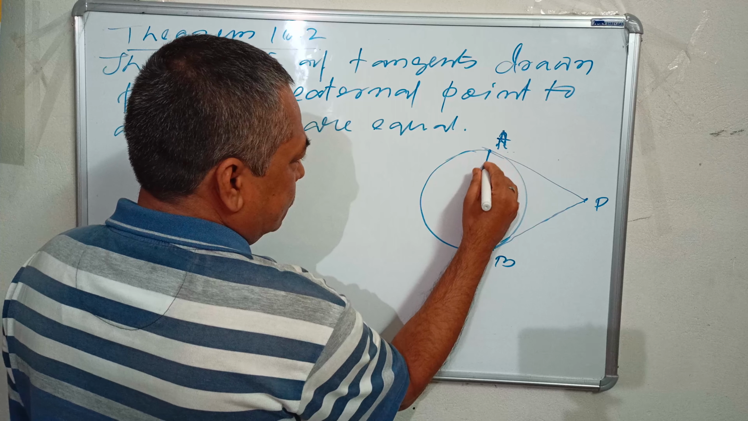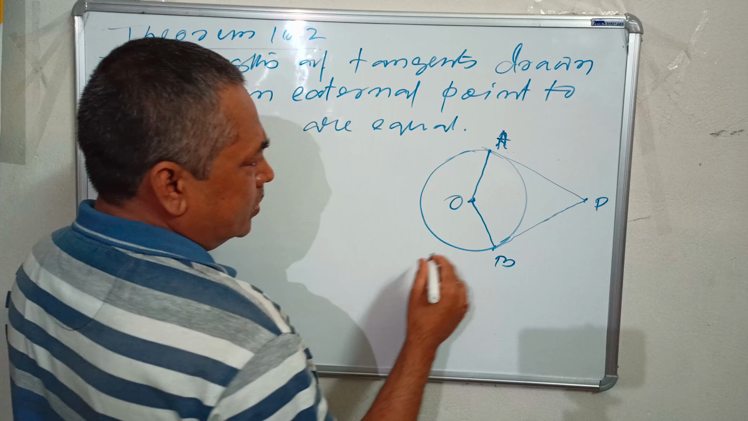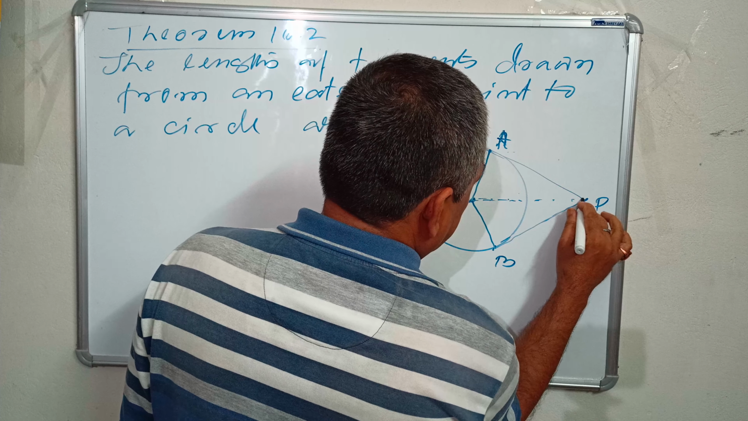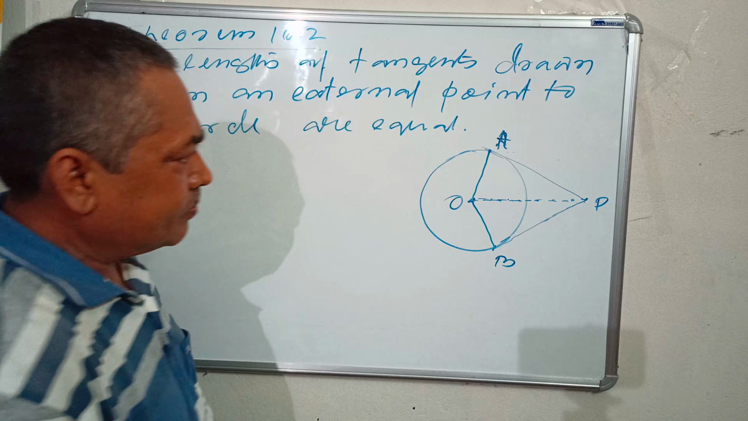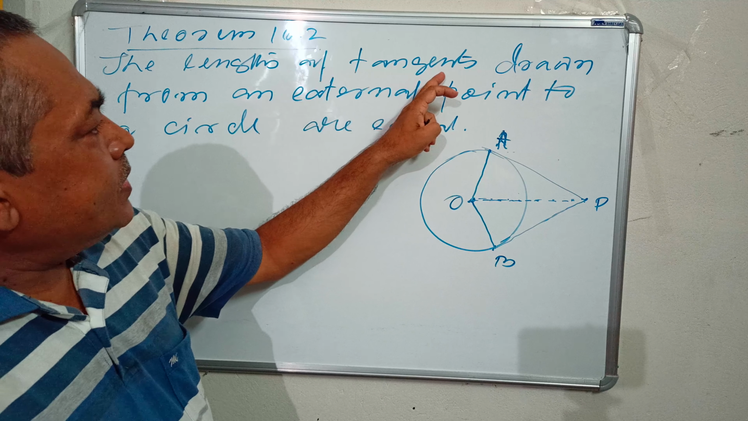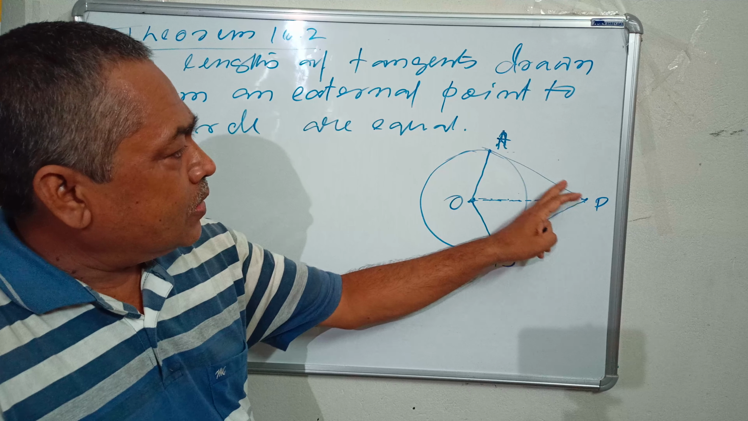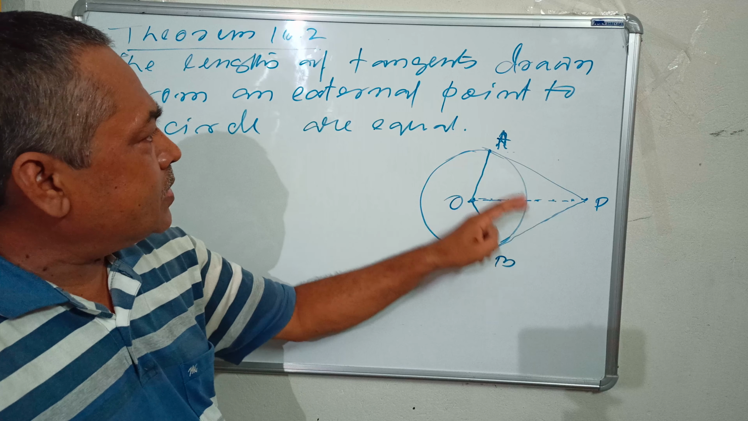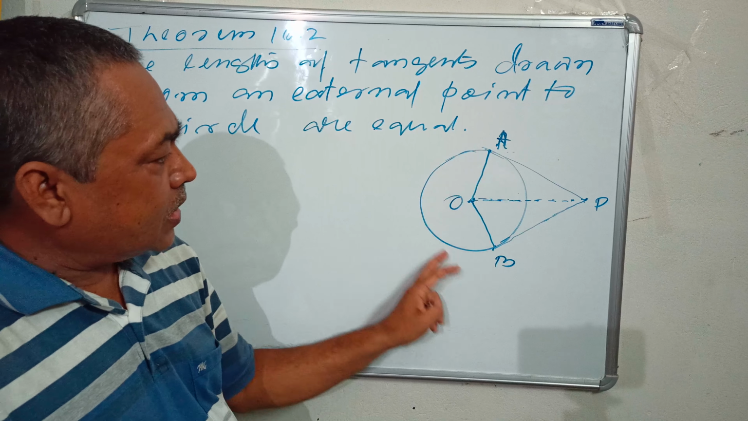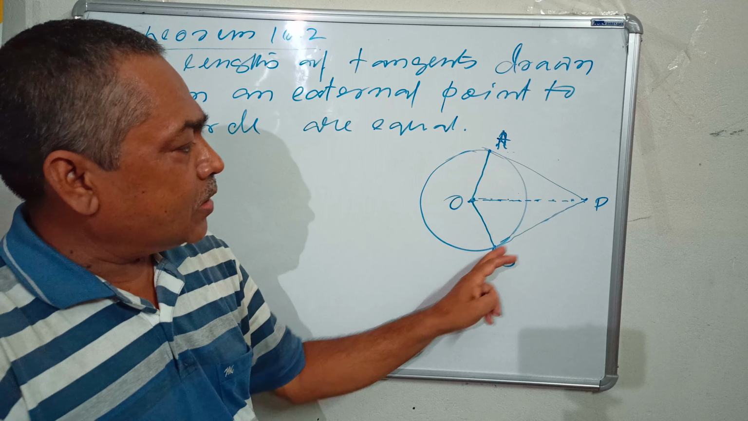Okay, what we do, we join these two and join these two, say O is the center. Also we join the external point to the center. So P is an external point. The lengths of tangents drawn from an external point. So P is the external point. From this point we are drawing PA and PB, two tangents, drawn from an external point to a circle. This is the circle with center O. These two are equal. PA and PB are equal, or AP and BP are equal.